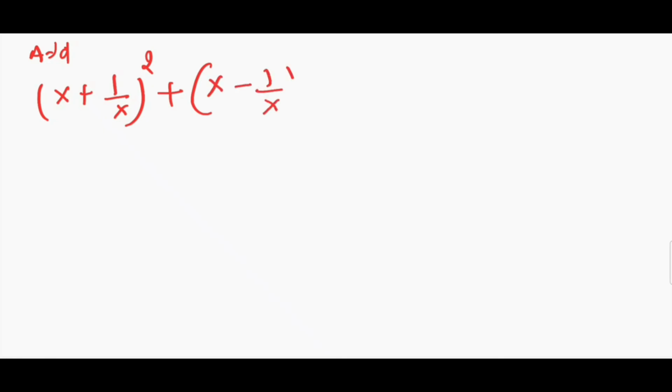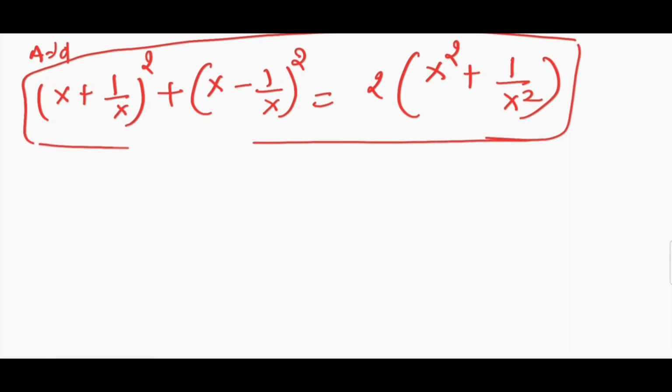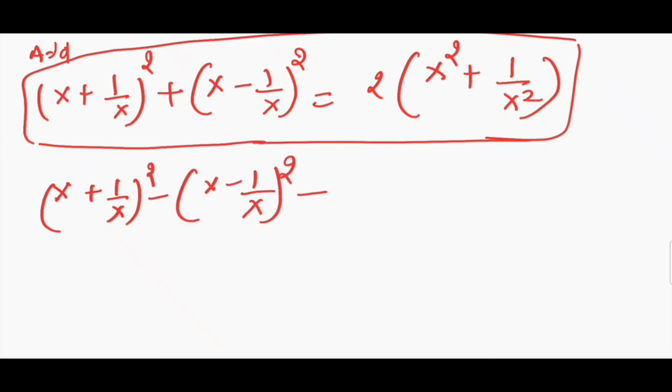Add (x + 1/x)^2 + (x - 1/x)^2. You will get 2(x^2 + 1/x^2). You can remember this formula also. And if we subtract these two, (x + 1/x)^2 - (x - 1/x)^2, you will get 4. Remember this also.